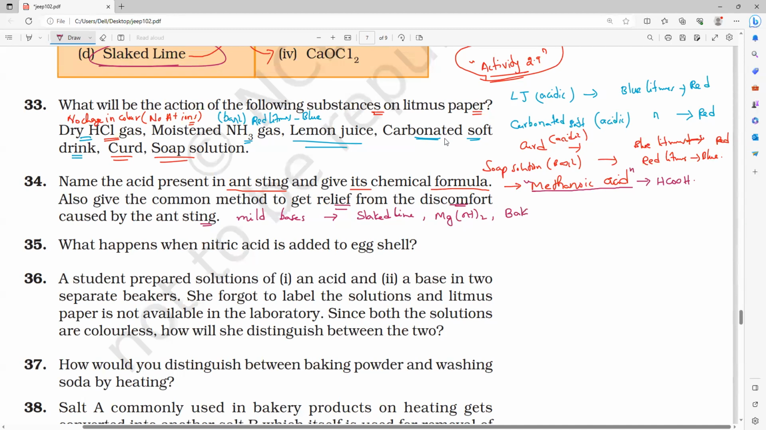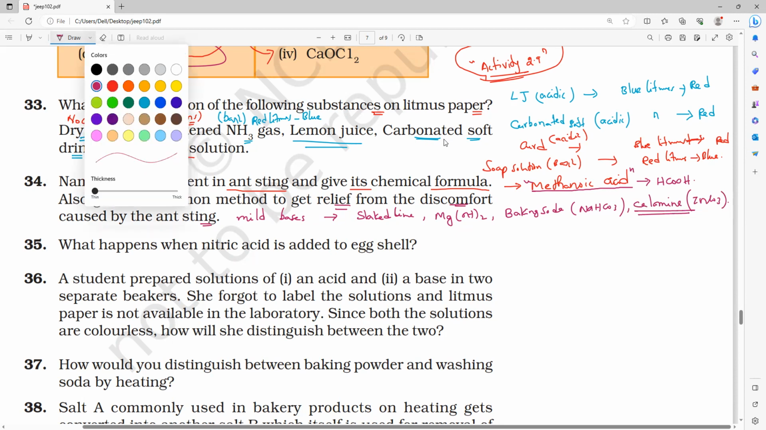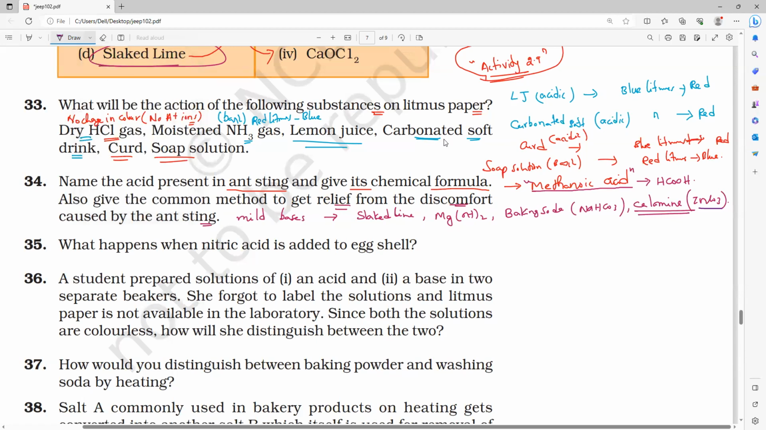Next, another one, baking soda. Baking soda formula: sodium hydrogen carbonate or sodium bicarbonate. Or we can use calamine. So please note it: calamine, zinc carbonate. I have taught you or not this one? Check it, everybody. Calamine, zinc carbonate. Where did it come? Chapter number 3. Do you all remember, everybody?